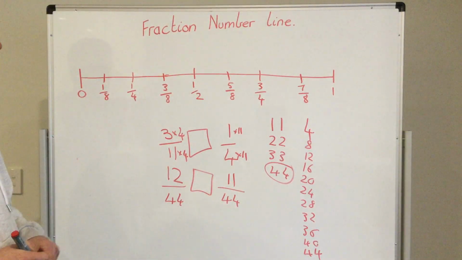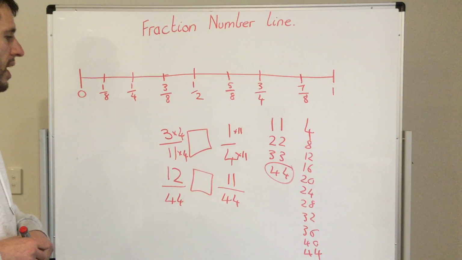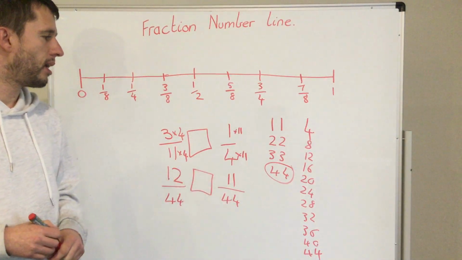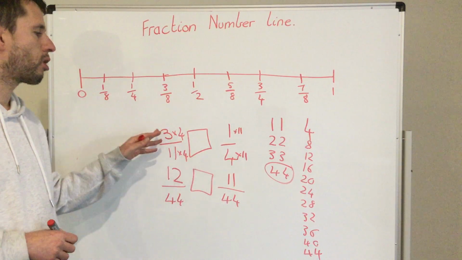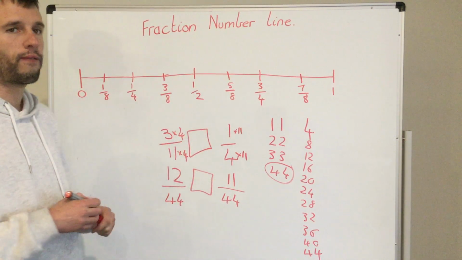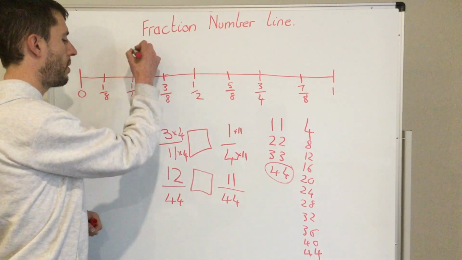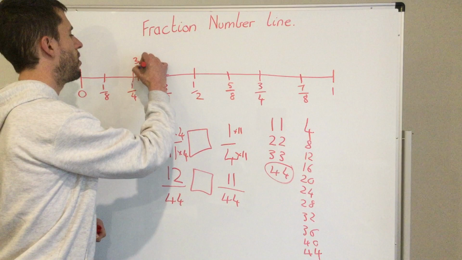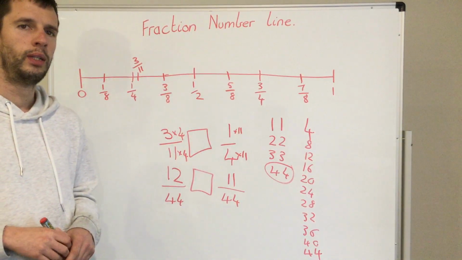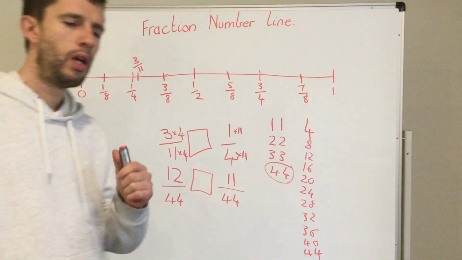Oh, straight away I can tell that 12 over 44 is slightly bigger than 11 over 44. So 3 over 11 is slightly bigger than 1 over 4. That tells me that it's going to be over here, 3 over 11. So that is where we can compare.